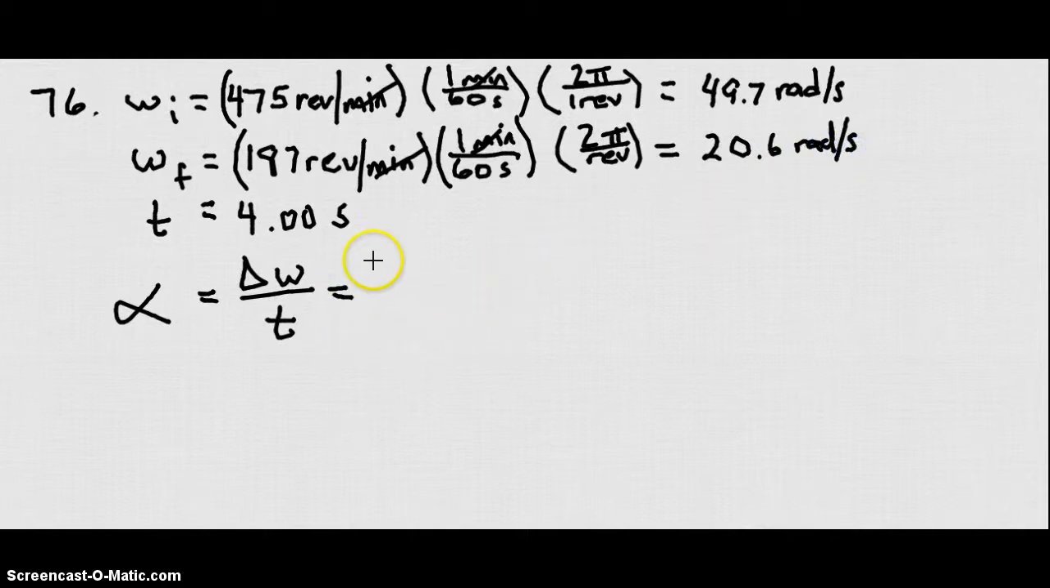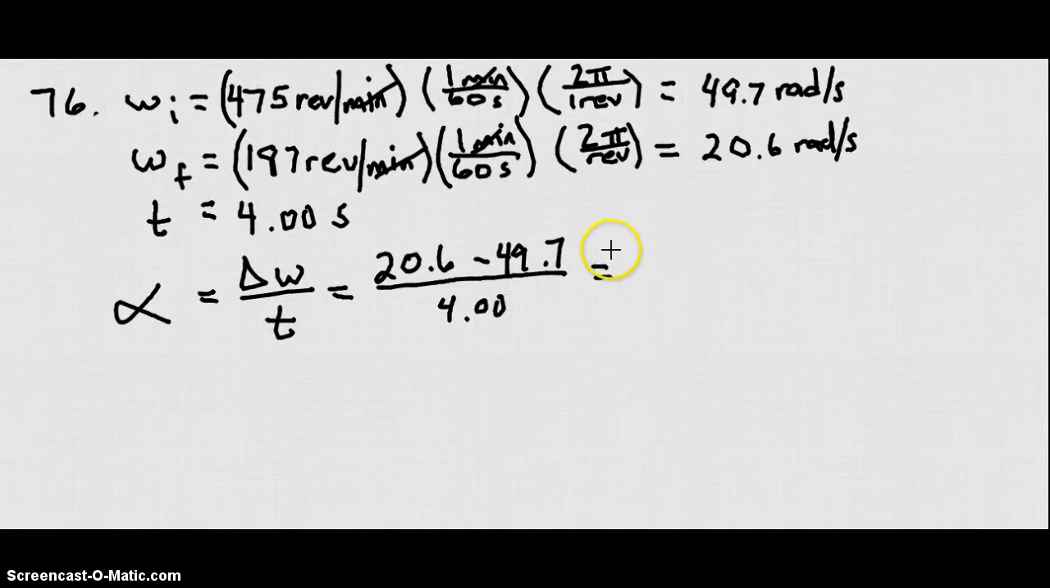The change in those, we go final minus initial, which is 20.6 minus 49.7. As it's slowing down, it should be a negative number there, over 4 seconds. Finally, we're going to get negative 29 over 4, which is negative 7.27 radians per second squared.